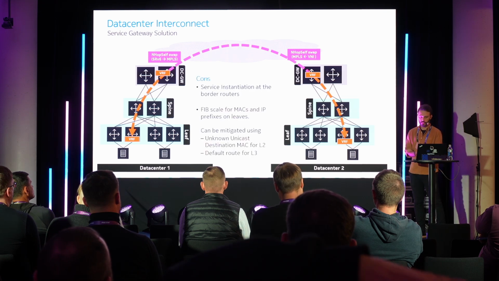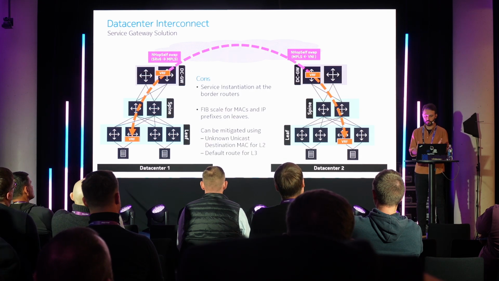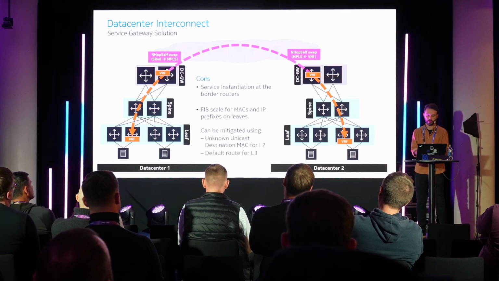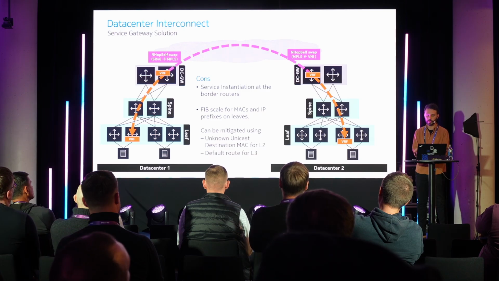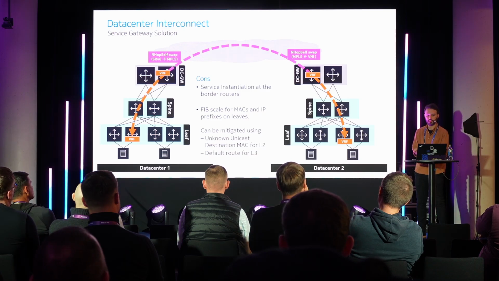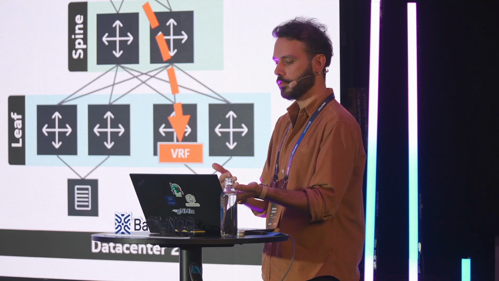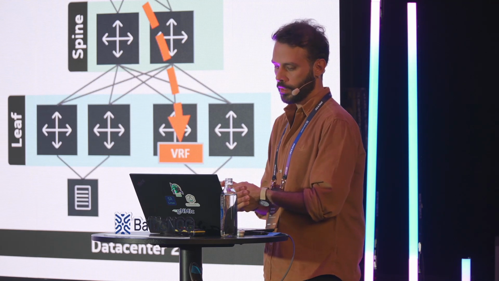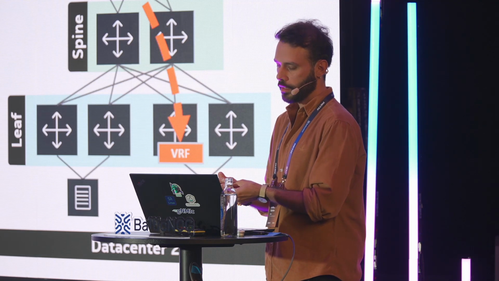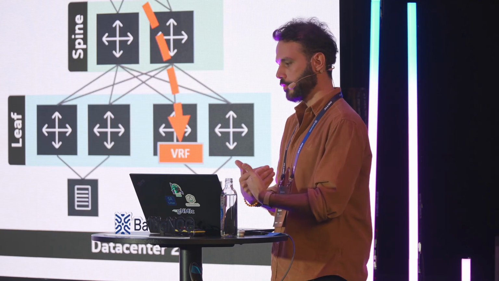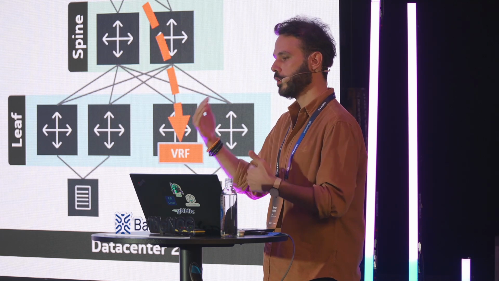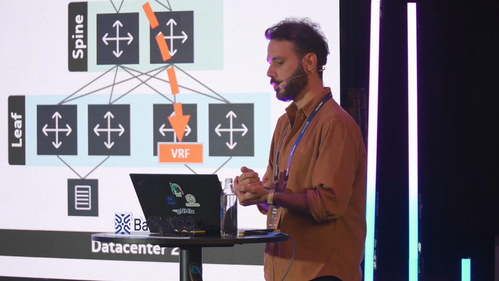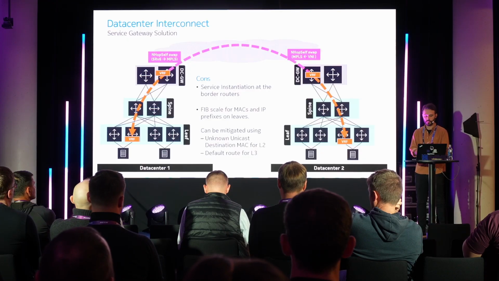The disadvantages: first of all, you need a capable device as a border router that alleviates a lot of scale problems from the leaves. But you need to instantiate a VRF on the DC gateway that will do the double lookups and translate the routes and announce them to the next domain. The FIB scale for MAC and IP address is still there because, from a leaf switch point of view, if you have 10 data centers with thousands of different nodes, it has to keep all the MAC or IP addresses in its FIB. But there is a catch.